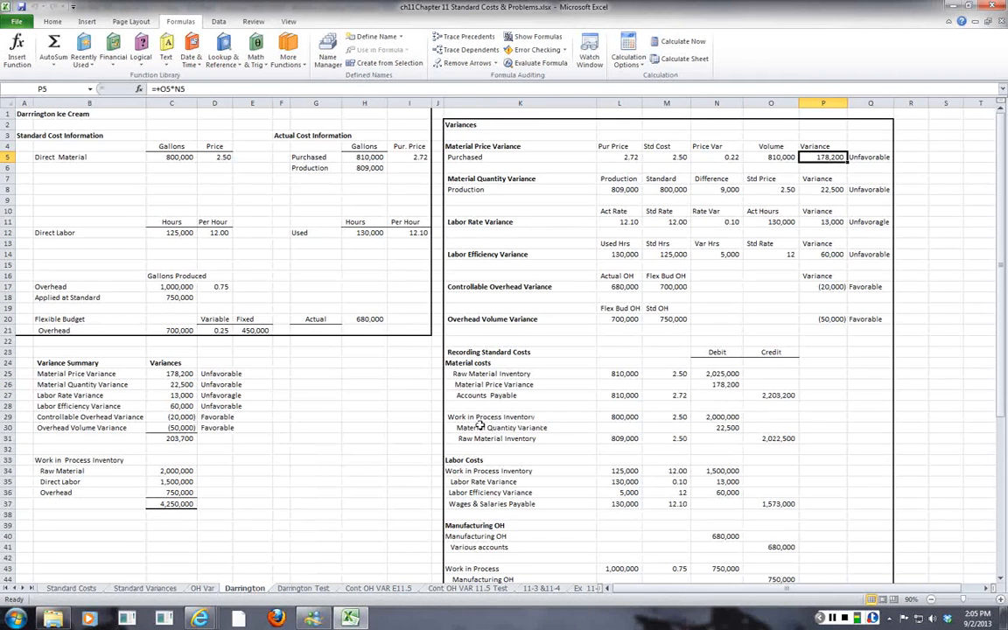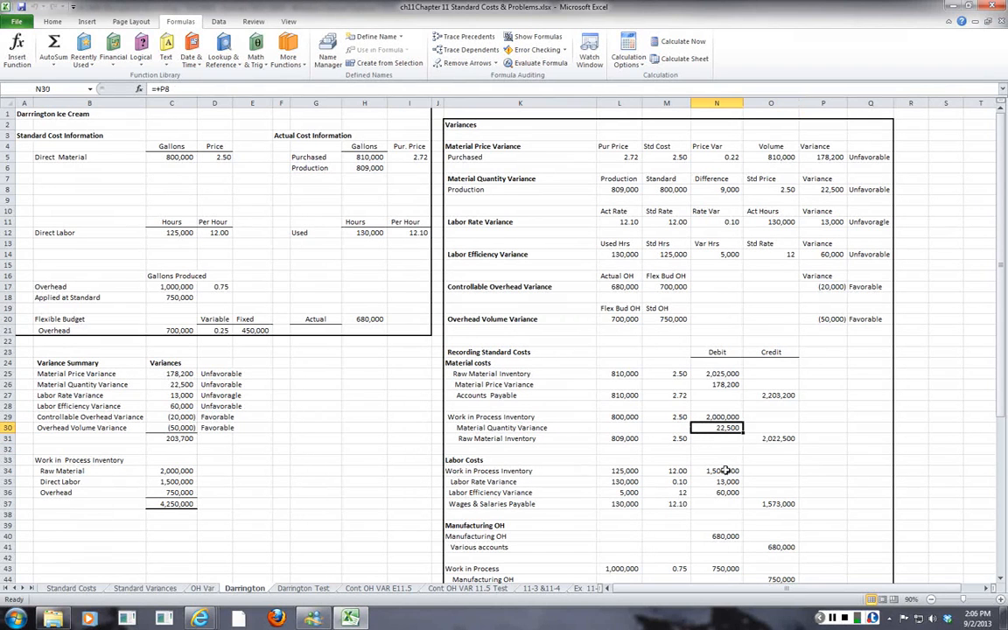Now the work in process, we're going to debit work in process for $2 million, which is the direct material at standard. And the raw material inventory that we're going to take out of that is 809,000 multiplied by $2.50, which is the standard cost coming out of there.